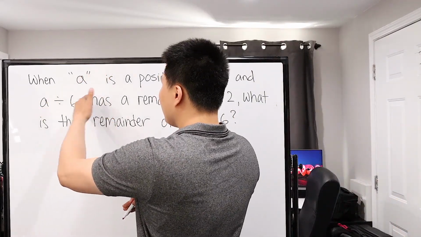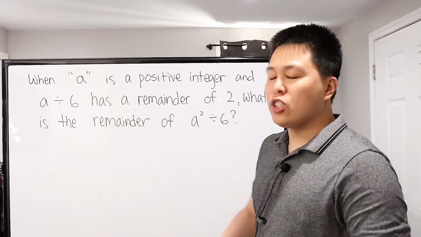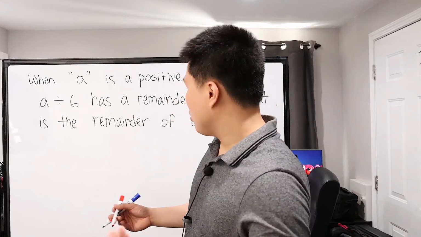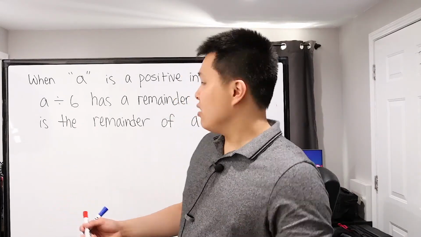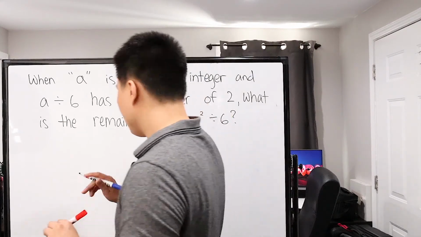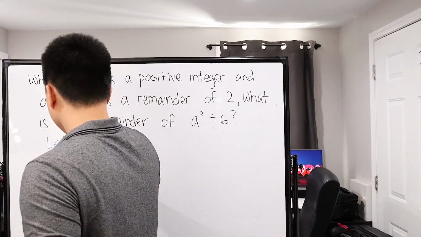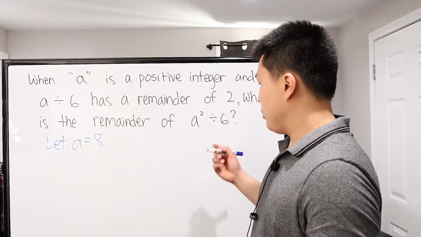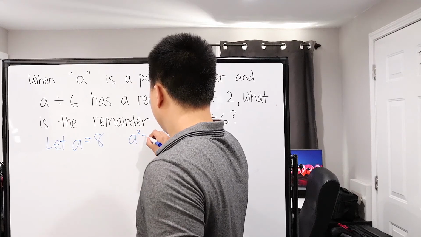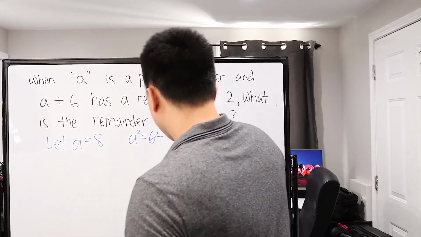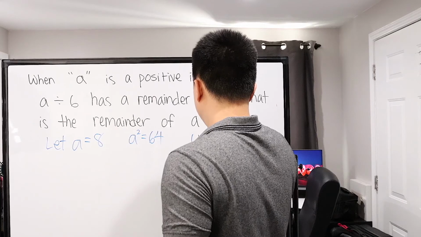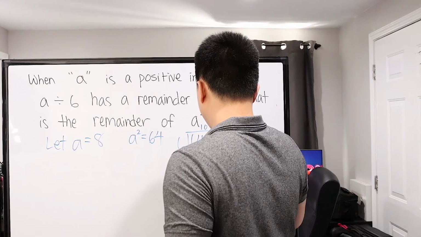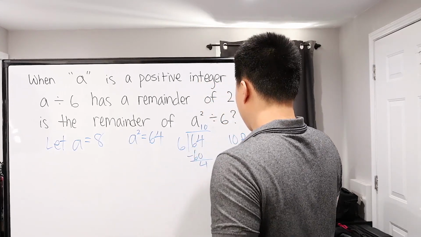If we know that a is a number such that when you divide it by 6 it has a remainder of 2, let's just make up a number. Let's choose the smallest, easiest one we can think of. What is that? 8. 8 divided by 6 has a remainder of 2, so let a equal 8. Now, a squared is 64. 64 divided by 6 is what? 10 times 6 is 60, minus 60 leaves 4. So it's 10 remainder 4.